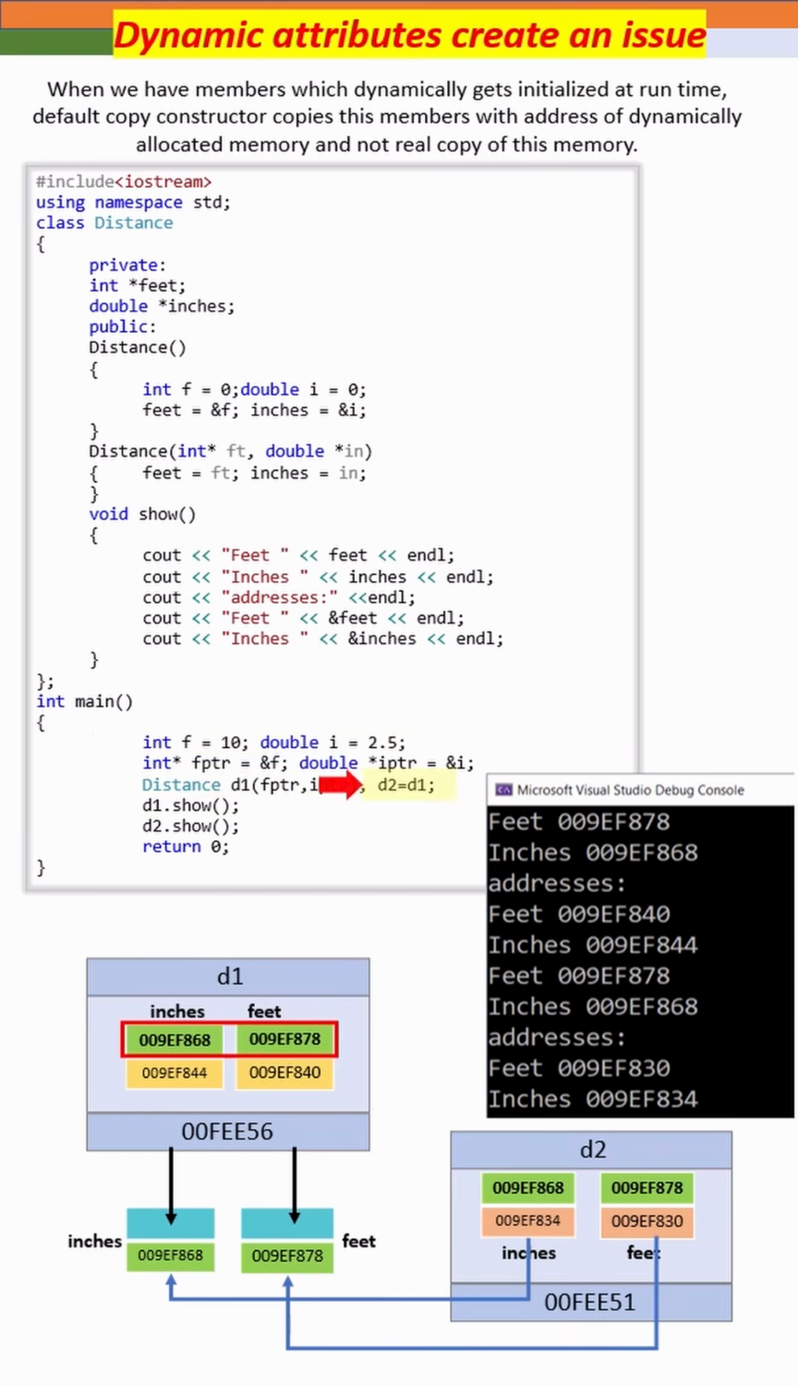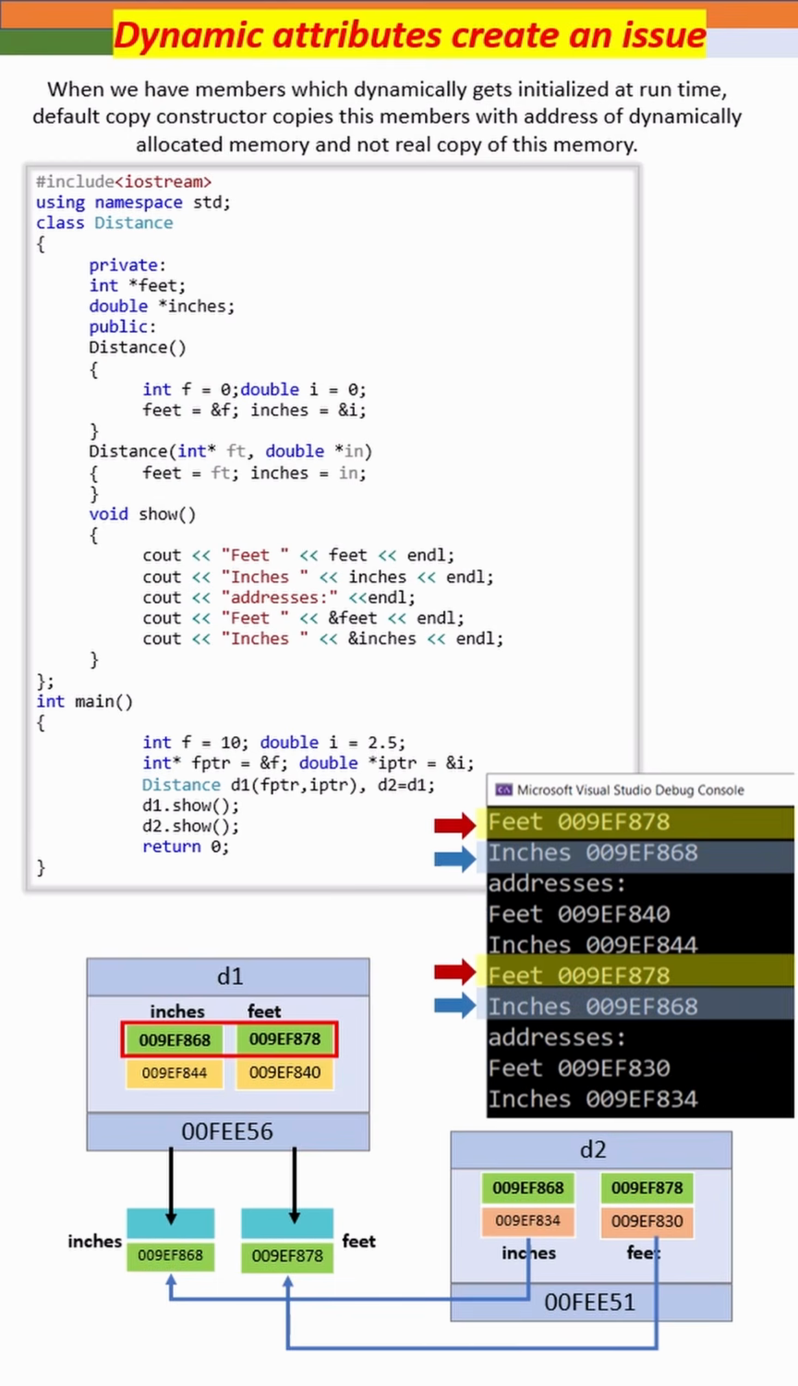Then we create another object d2 as a copy of d1. When that happens, the default copy constructor simply performs a shallow copy, meaning the memory addresses stored inside d1's pointers are copied directly to d2. So now both d1 and d2 contain pointers to the same external variables, that is, the same memory locations for f and i. That might seem harmless at first, but it can lead to a serious problem.